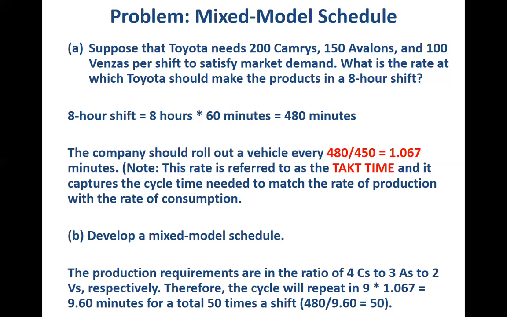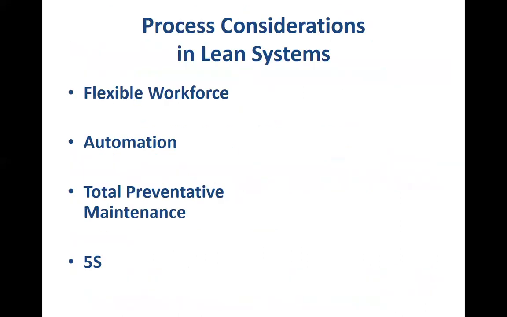And this has to happen 50 times so that you can make 450 of these products, because 480 divided by 9.6 gives you 50. So you have to repeat these cycles 50 times. So that's the way a mixed model schedule is structured. And that's something which helps in ensuring the system is lean.